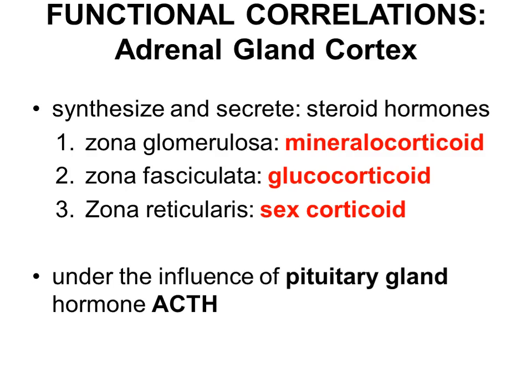So the first layer just next to the capsule was the glomerulosa, which secretes mineralocorticoids, and in the zona fasciculata we have the glucocorticoids. The zona reticularis secretes sex hormones or androgens. Some weak androgens are also secreted by the zona fasciculata. They are under the control of the hypophysis, that is, the hormone ACTH secreted by the basophils.